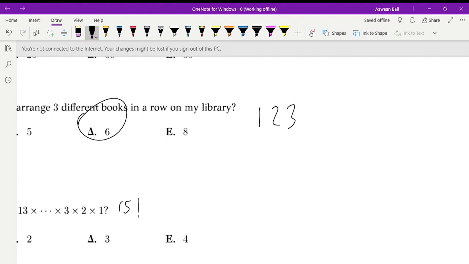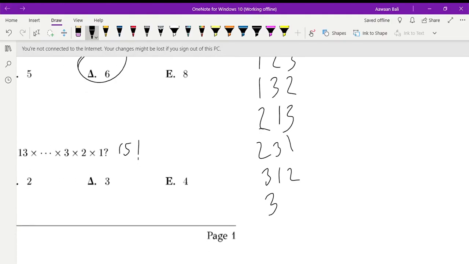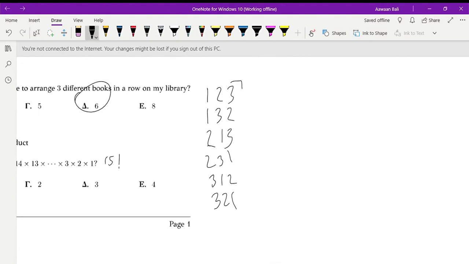Now we can keep the 1 here, but we can swap the 2 and 3. So it becomes 3 and 2. Then we can get the 2 here, 1, 3, 2, 3, 1. And it goes on like that. Now if you realize, after we've done this method for the 3-digit numbers, there are no others. These are all of them, and it's 6. So we can therefore say it's 6.